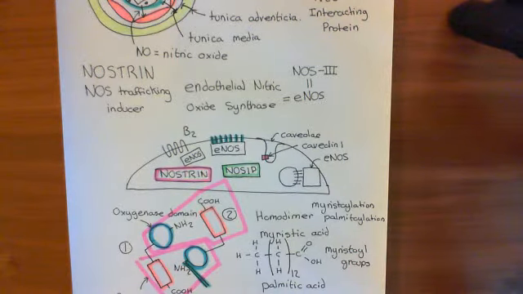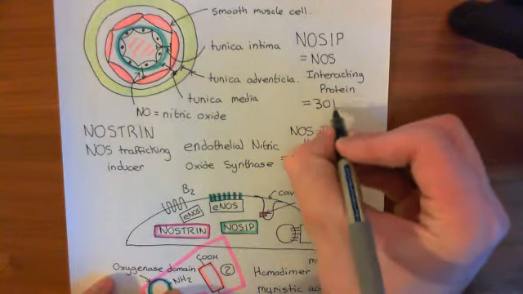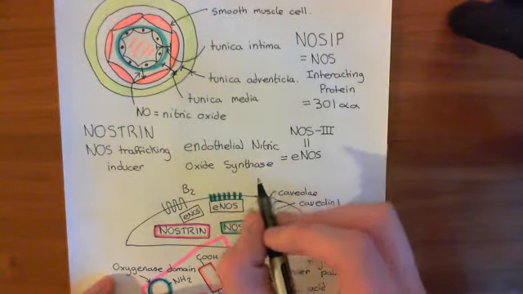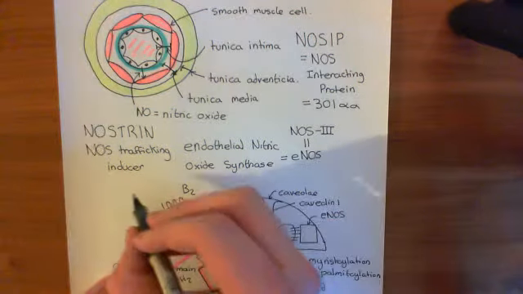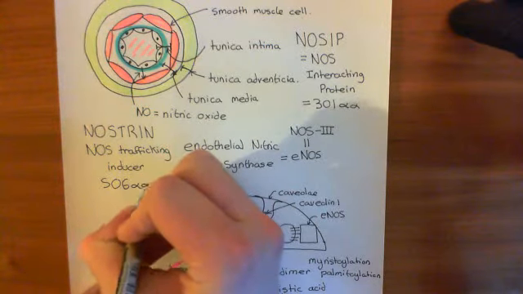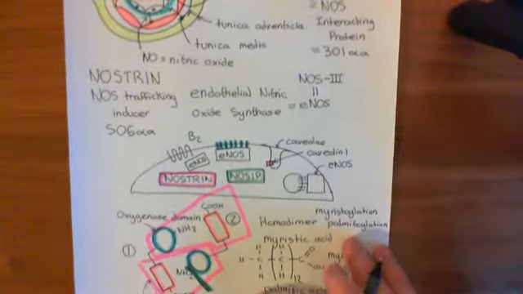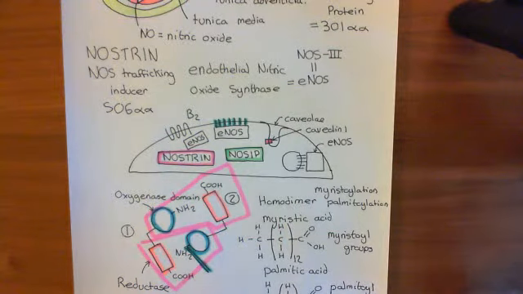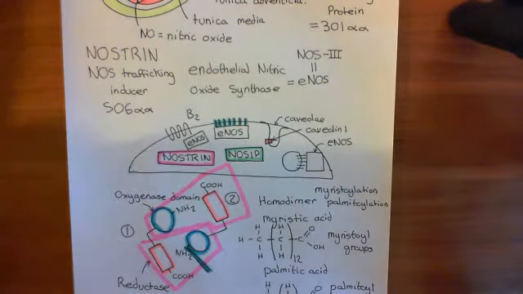Okay, have I got anything else to say? I suppose I could give you some little data on NOSIP and NOSTRIN. NOSIP, if you care, is a 301 amino acid protein, and NOSTRIN is slightly bigger. It's 506 amino acids long. So 301 and 506. Apart from that, I don't really have anything else to say on these proteins. They are important in regulating the function of eNOS and thereby controlling the diameter of your blood vessels.